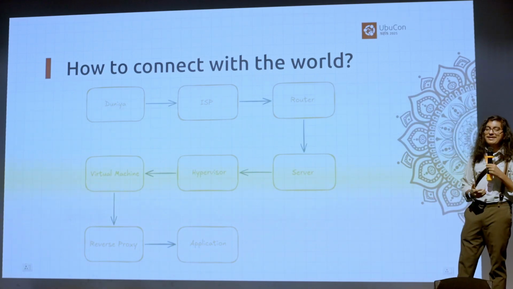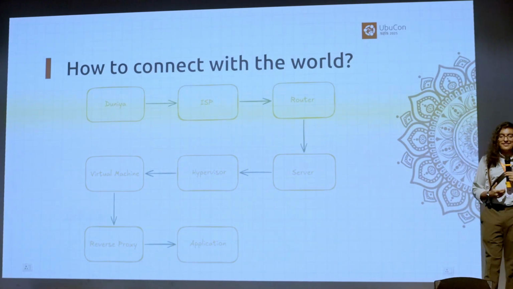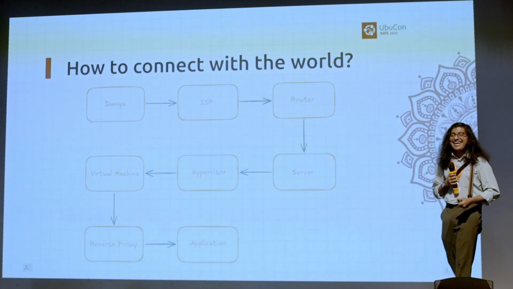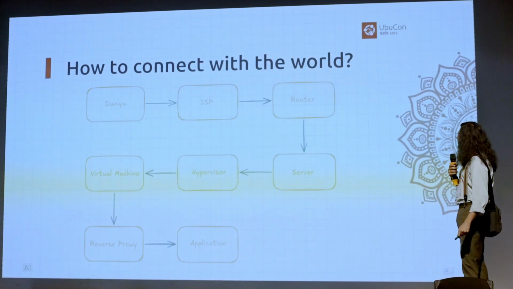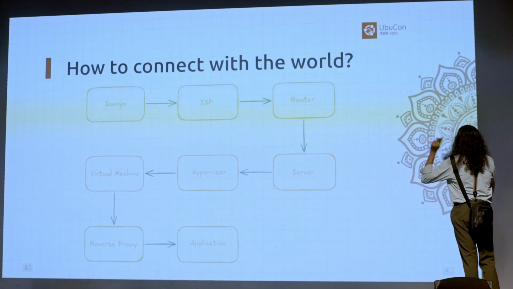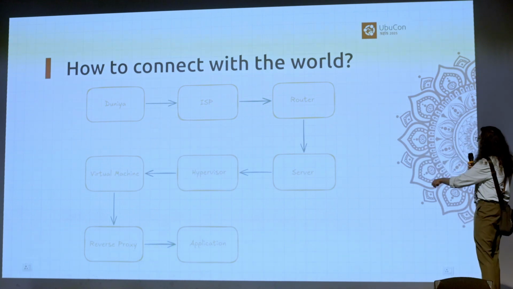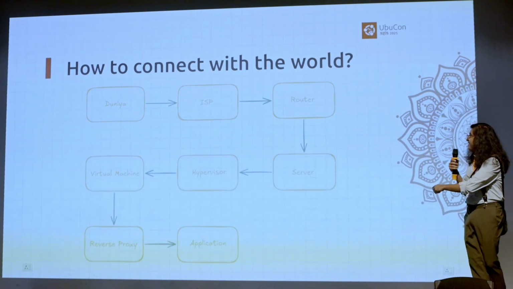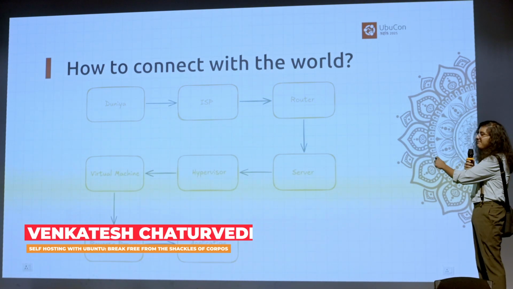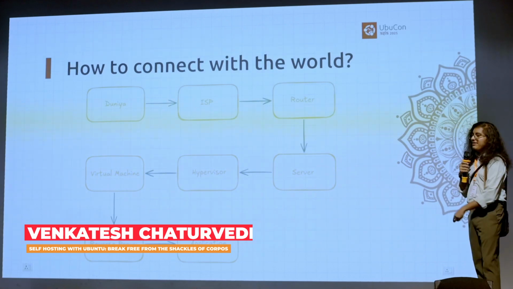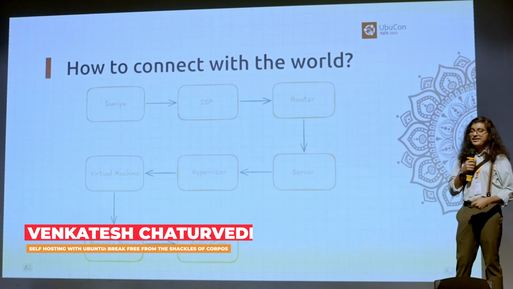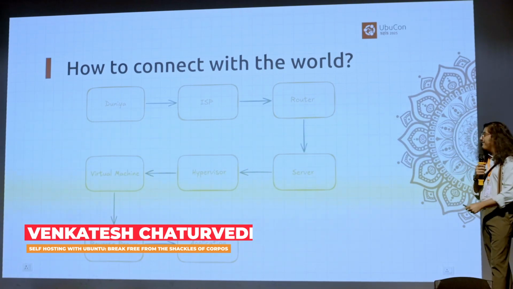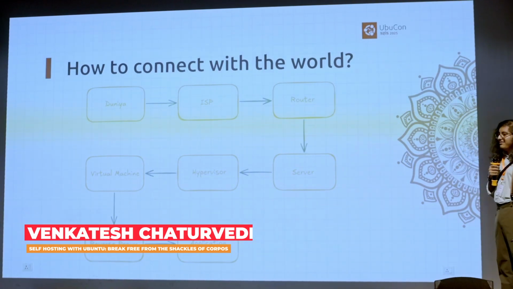So an easier alternative is just to use a VPN. That is what VPNs were designed for initially. So this is a basic diagram. Traffic from the world goes to your ISP, then to your router, to your server. Then you can skip the hypervisor and virtual machine if you want. It goes to your reverse proxy and then it goes to your application. This is the basic flow of how traffic flows into a server and the same way out of the server.